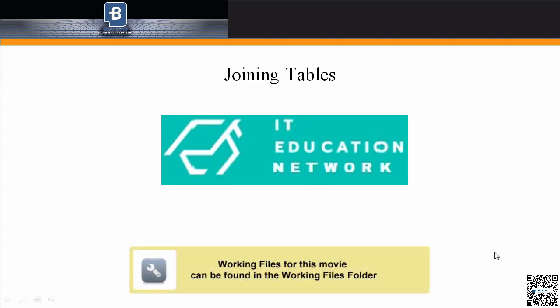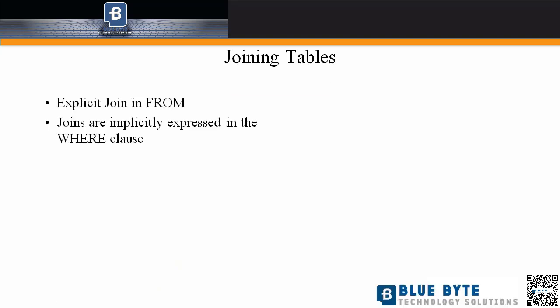This lesson is on joining tables in a select statement so that we can get information together from the various tables and present it in a result set. Now, there are two ways to do a join. We can put the explicit join keyword in a from clause, or we can implicitly express a join in the where clause. That second way is an old legacy way of doing things, and I'm not even going to show it to you here. It's best to use the explicit join in your select statements from here on out.